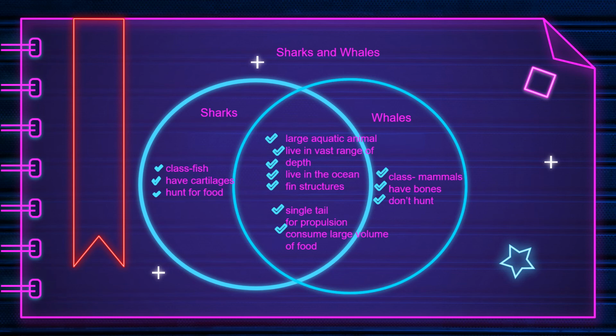The appropriate nonlinear text is a Venn diagram. This will show the differences and similarities of sharks and whales.